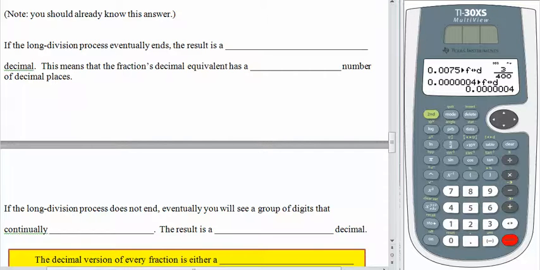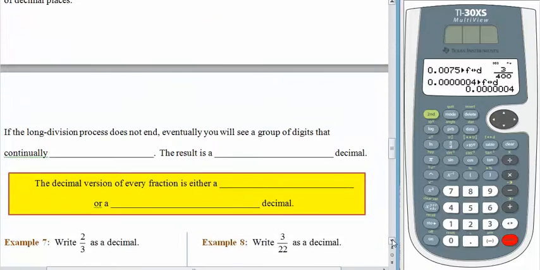If this long division process eventually ends, the result is what's called a terminating decimal, right? Just like Arnold Schwarzenegger in The Terminator, it means things are going to end. This is called a terminating decimal. It means that the fraction's decimal equivalent has a finite number of decimal places. It eventually ends. The division will stop and we can say exactly what the answer is.